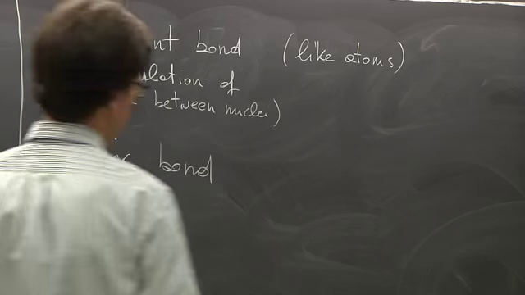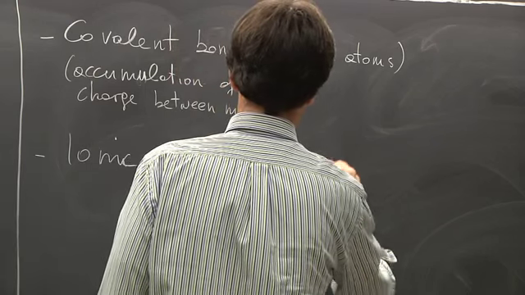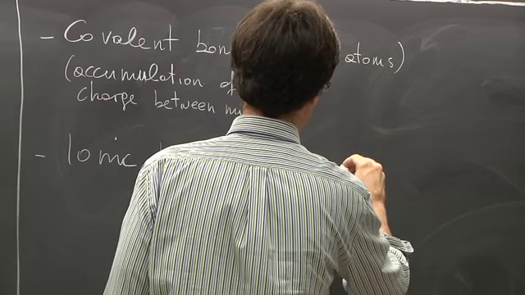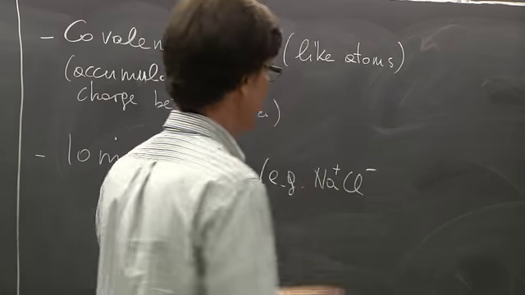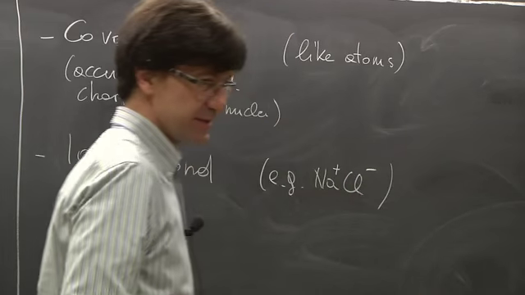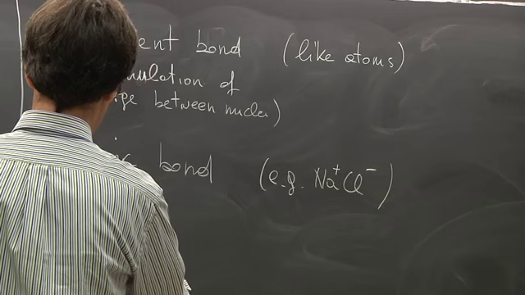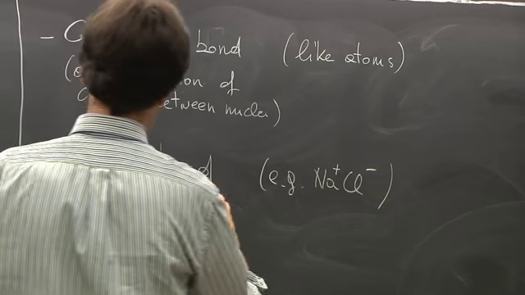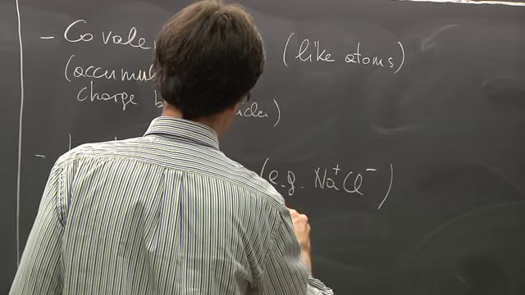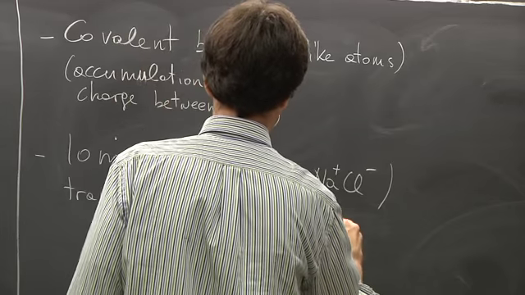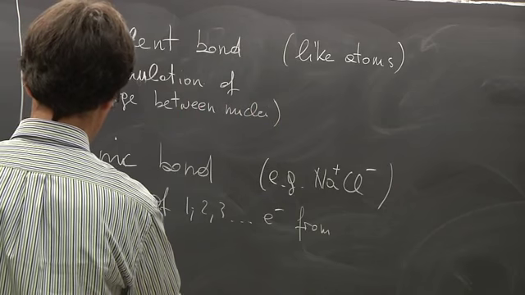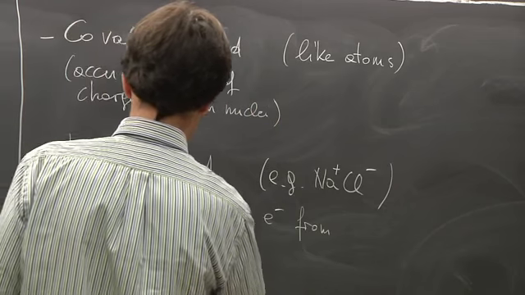So this is really, for example, sodium chloride. Sodium transfers an electron to chlorine, which becomes negatively charged, and sodium becomes positively charged. And this is really a transfer of 1, 2, 3 or so electrons from one atom to another.